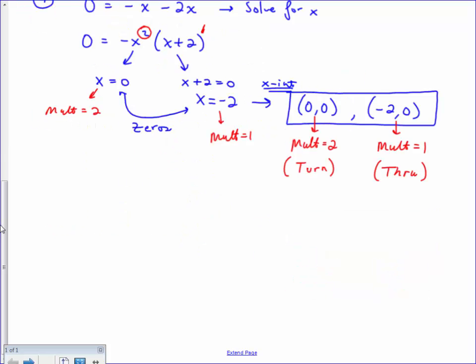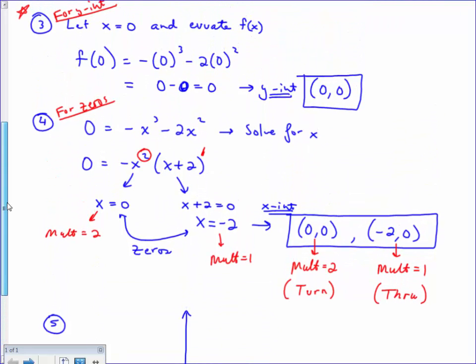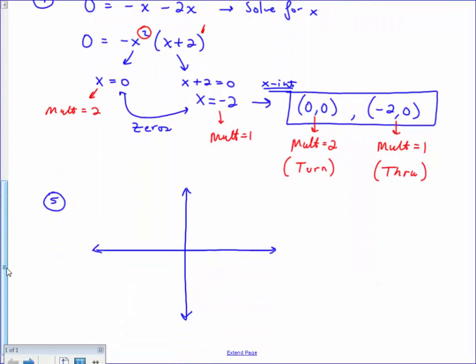Okay, the last step is to actually sketch our graph. And believe it or not, from the information we have, we know a lot, but the only thing we don't know is max and mins. Okay, first thing we're going to do is plot any kind of points that we found. We found the y-intercept was 0, 0. So we'll plot that point. We found an x-intercept of 0, 0. That's the same point. And then we also have another x-intercept of negative 2, 0. Now, that's not a lot of information.